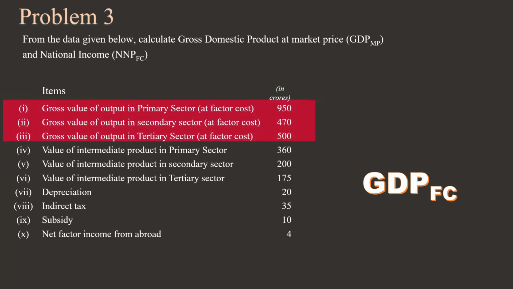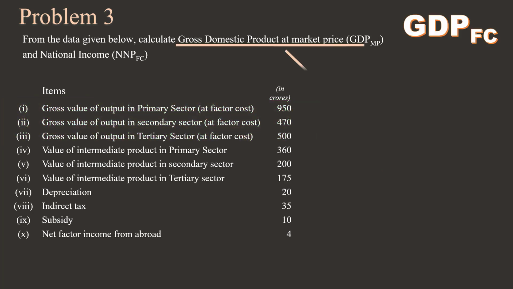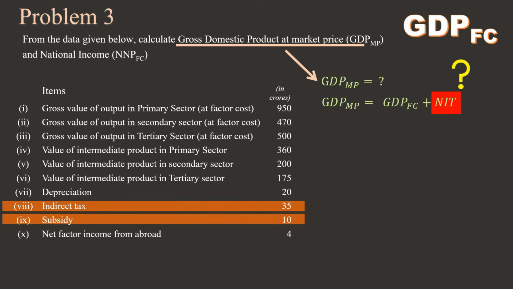If this is the first value, have an idea about other steps. GDP at market price is one of the two values you have to estimate. For this, you have to use the formula: GDP at market price equals GDP at factor cost plus net indirect tax. Look for the value of net indirect tax. It is not given directly. You have to calculate it from indirect tax and subsidy.